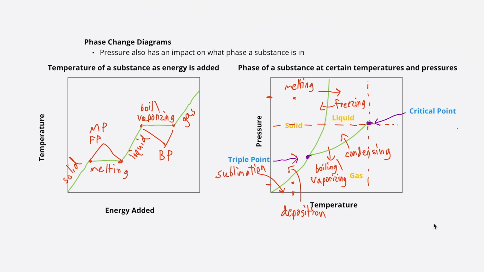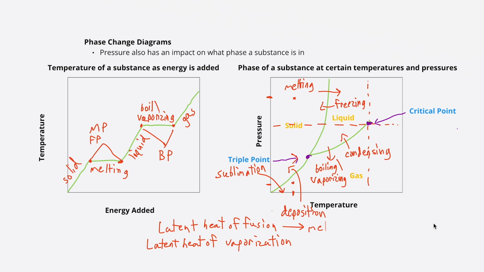The last thing we need to mention, if you think back to the latent heat that we discussed, that was how much energy per gram was required to undergo a phase change. And each substance is going to have 2 latent heats. There's the latent heat of fusion and the latent heat of vaporization. The latent heat of fusion is used for the phase change of melting or freezing. The latent heat of vaporization is used for the phase changes of boiling or condensing.